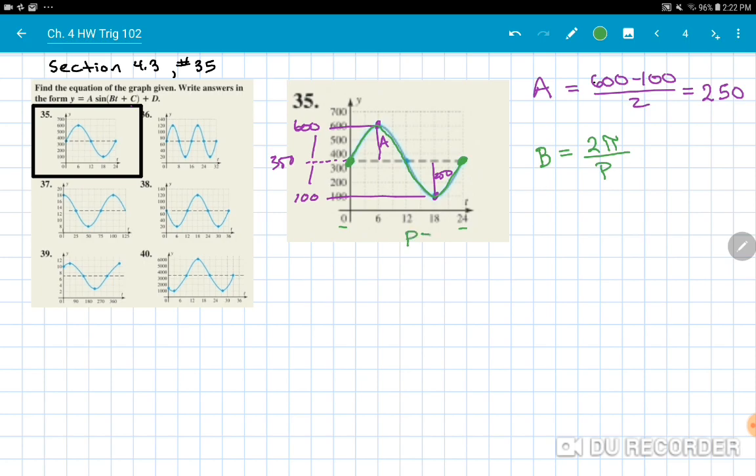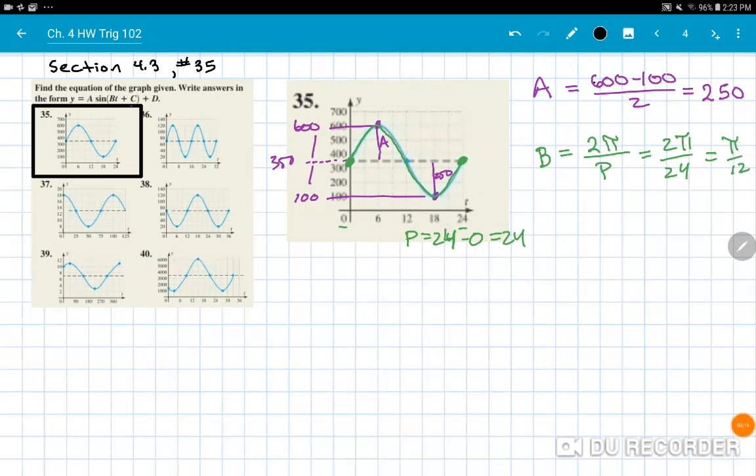So the period equals the end of that cycle minus the start, which is 24 minus 0, or 24. So B equals 2 pi over 24, or pi over 12.